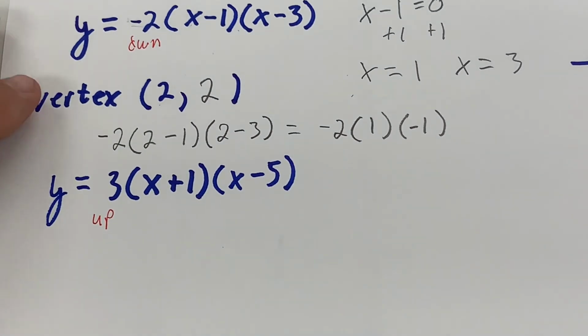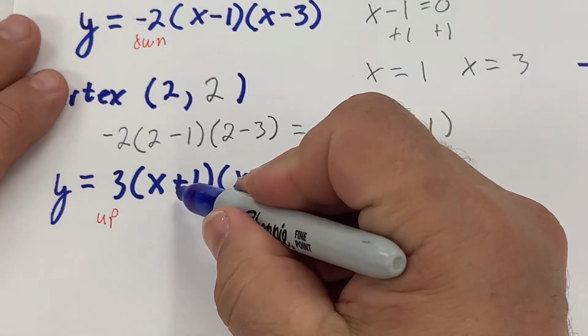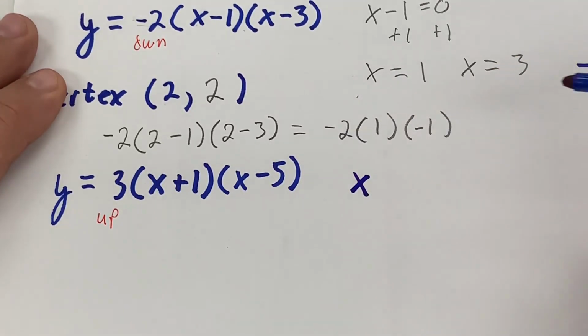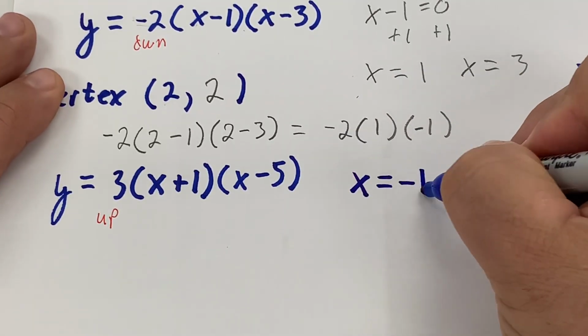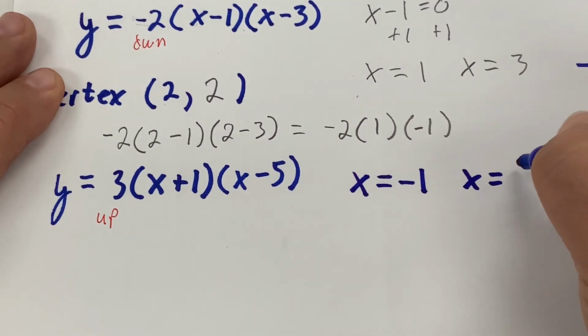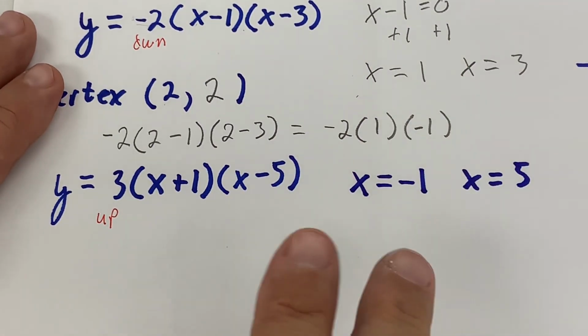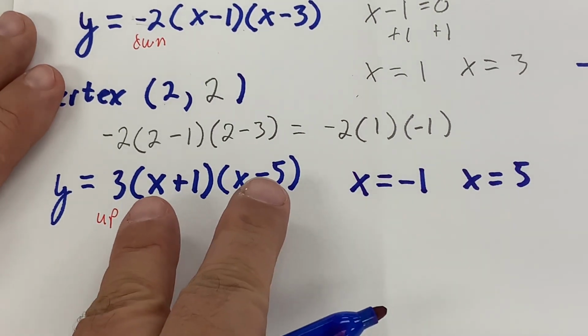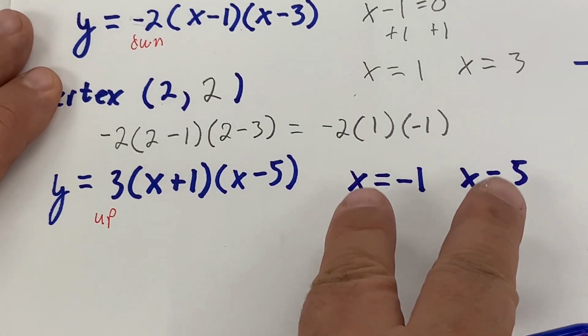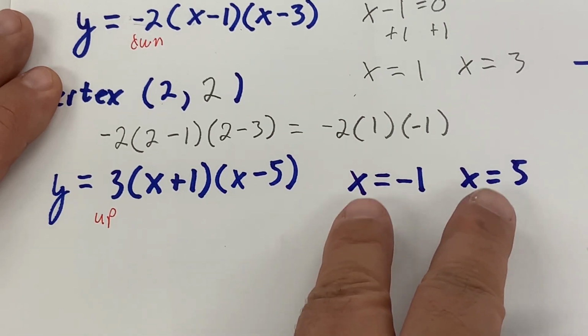Let's take a look at the second one. Its x-intercepts are going to be x equals negative 1 and x equals 5. Notice it's the opposite of those in there. For vertex form, it's opposite same. For factored form, it's going to be opposite opposite. That will give you the x-intercepts. These are not the vertices.